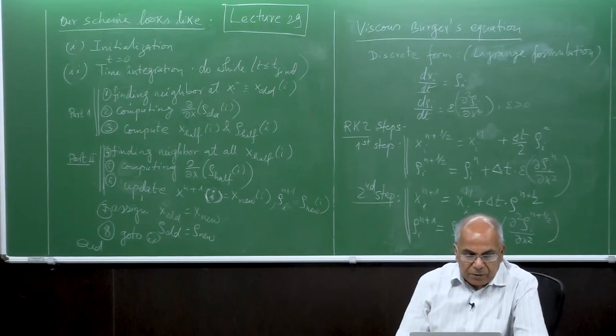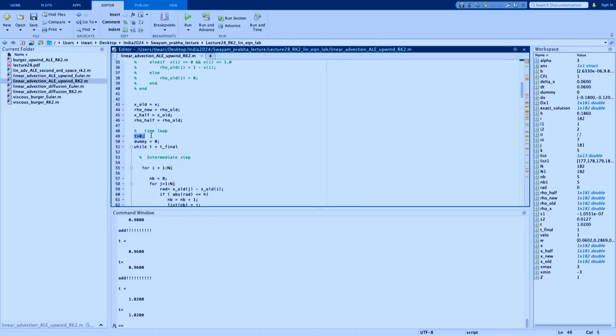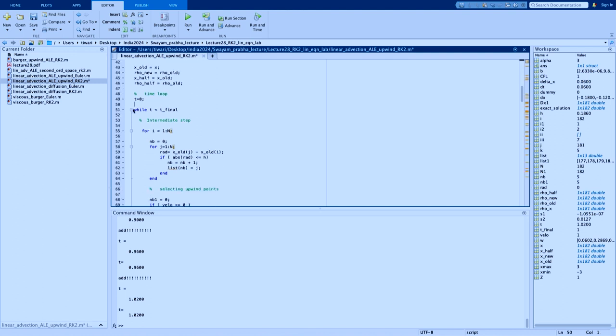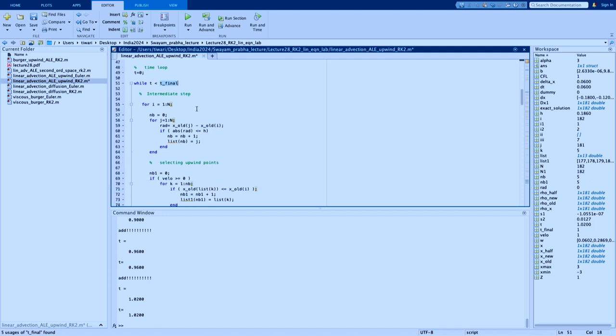So still we initialize our time t is equal to 0. So this dummy, I don't know, it may not be required here. I don't need to define. So now I start my time loop. So do while t less than t final or less equal to t final, and then I run.